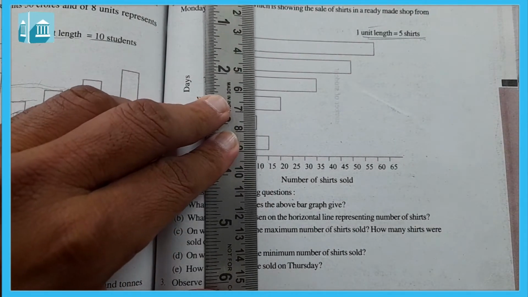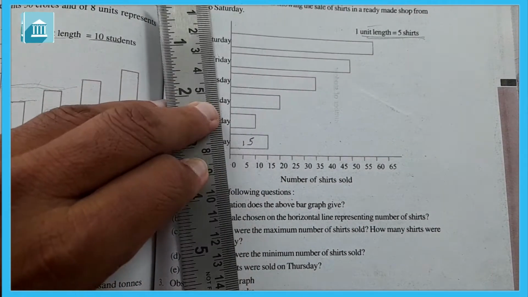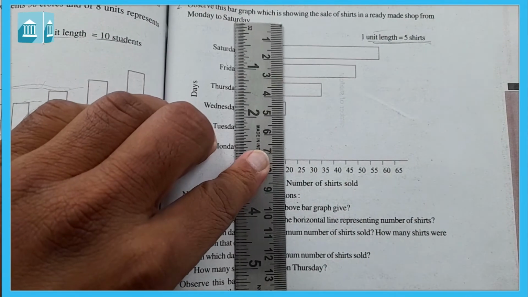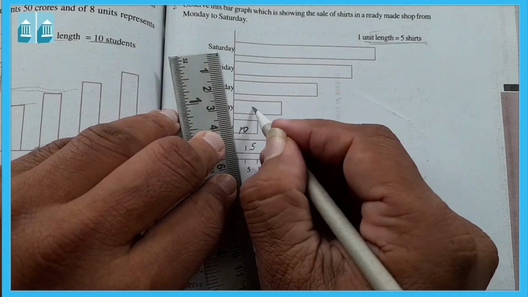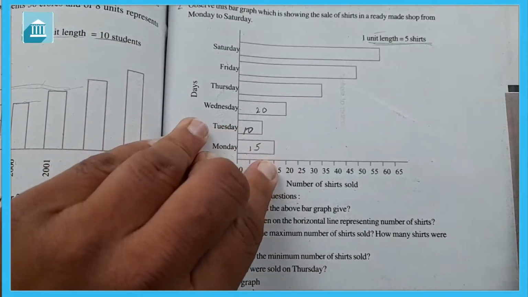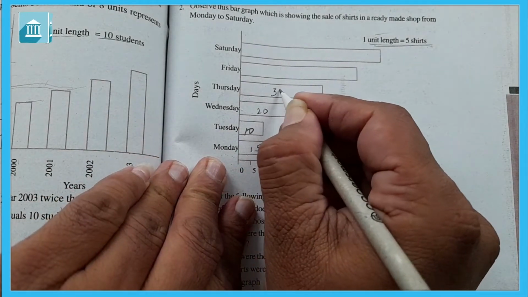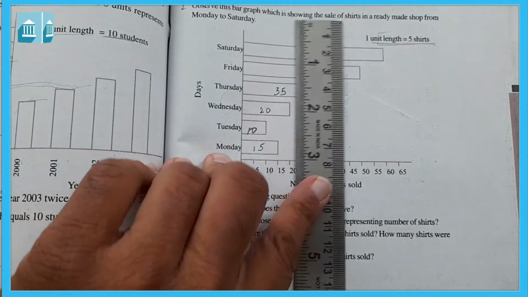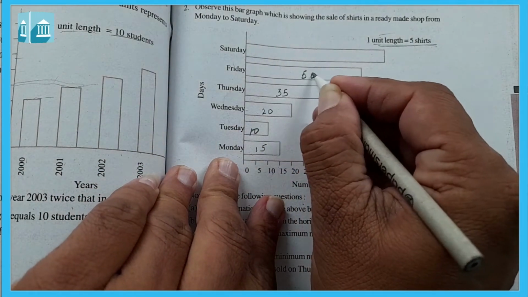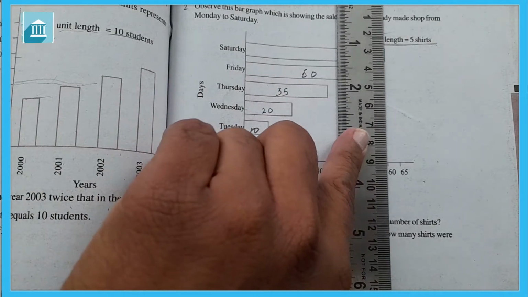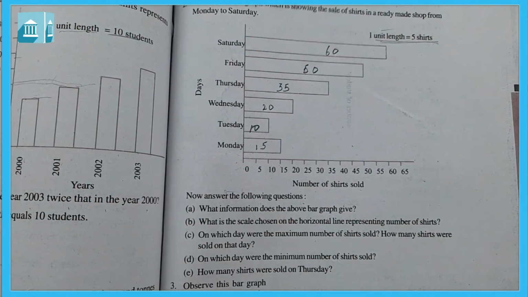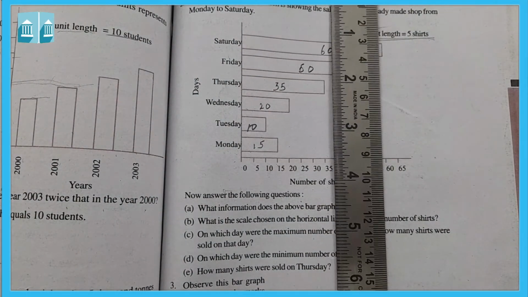Then Tuesday it is 10. Then Wednesday 20. Thursday it is 35. Then Friday it is 50. And Saturday it is 60. So with the help of a scale we can use the scale here and find out. By the use of the scale only we can see it is 60.